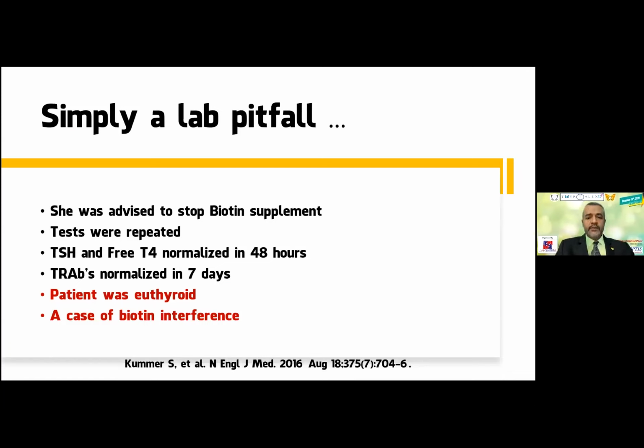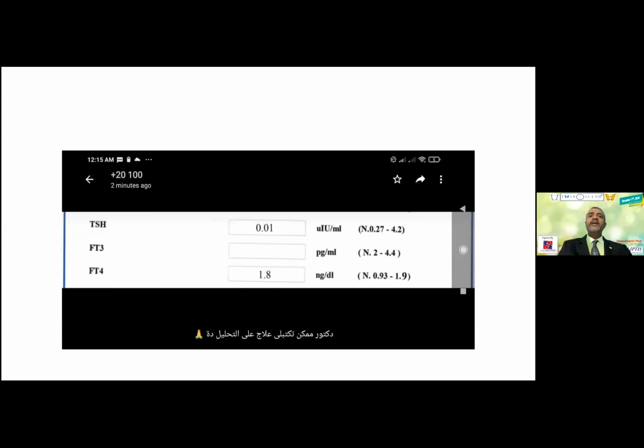So the patient was advised to stop biotin supplement. The tests were repeated. TSH and free T4 normalized within 48 hours. TRAbs normalized in up to 7 days. Actually, the patient came out to be euthyroid, and simply, this is a case of biotin interference. Simply, this is a false alarm. She does not deserve to take any treatment. Again, the same numbers, again, a similar patient, sending the same test and asking for treatment.